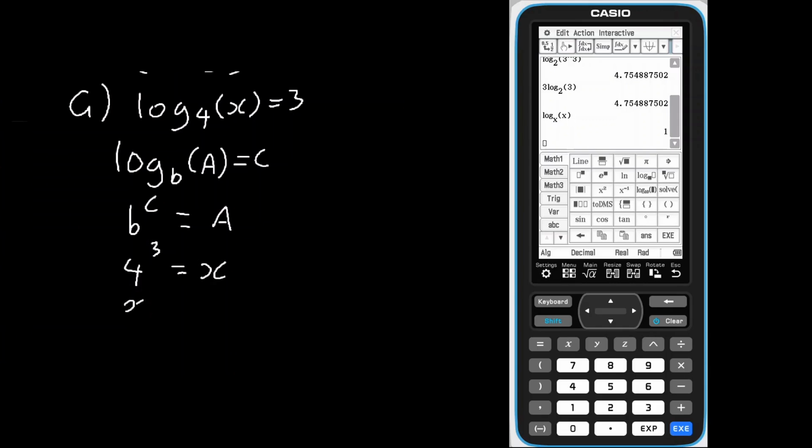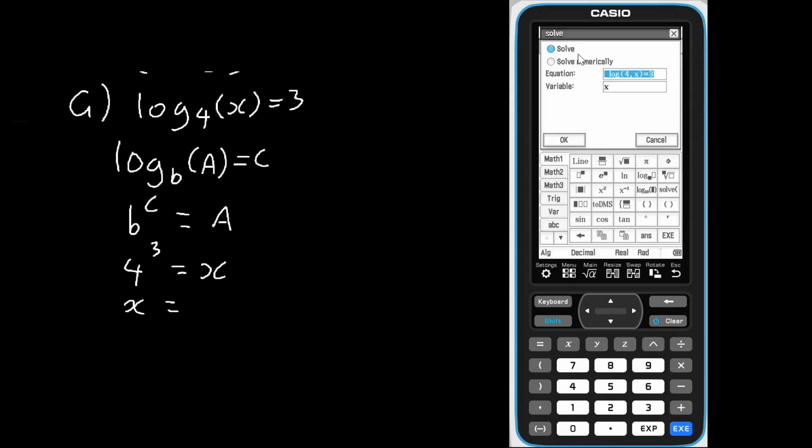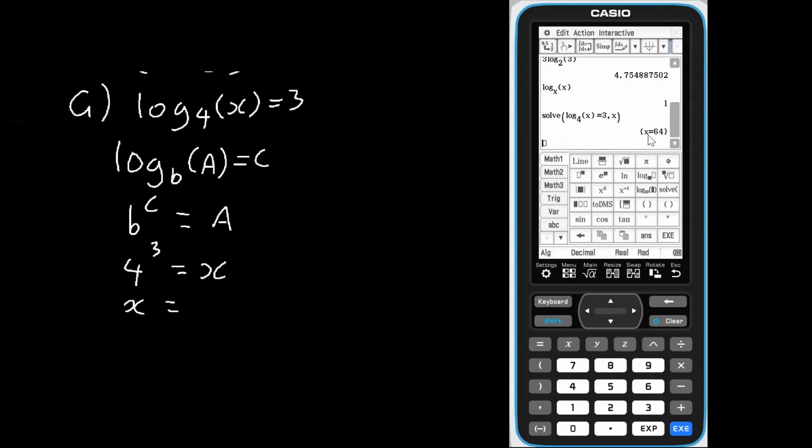Okay, x is equal to, just use your calculator, honestly. It would be so much easier. In fact, I'd recommend using the calculator from this point here and then wrapping the whole thing in solve. Okay, that's equal to 64.